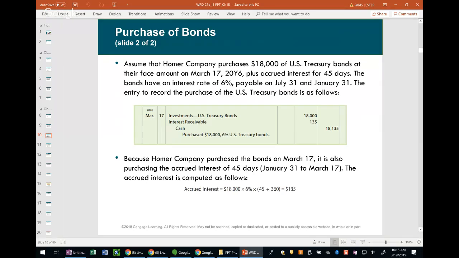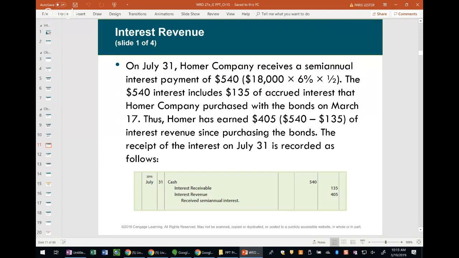All right, 18,000 times 6%, times 45 over 360. Those bonds were 45 days old. We had to buy the interest already on the bond. Now, when we get the interest, which is 6% of 18,000 times 6 months, we get $540 interest. Now, revenue was only 405 because we bought 135 of that interest.